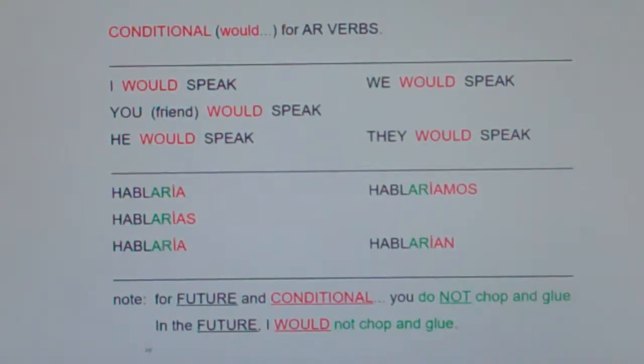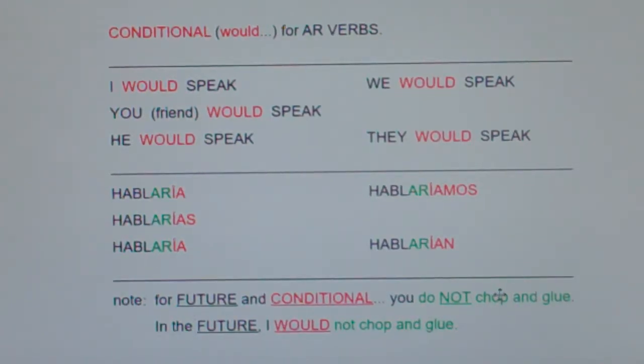You do not chop and glue with the future tense, which we've been working on for the last 4 to 5 weeks, and you do not chop and glue with conditional, which we'll work on for the next 2 weeks. All right? So here's a little chant for you to remember. In the future, I would not chop and glue. In the future, I would not chop and glue. But in this clip, we're focusing on conditional.